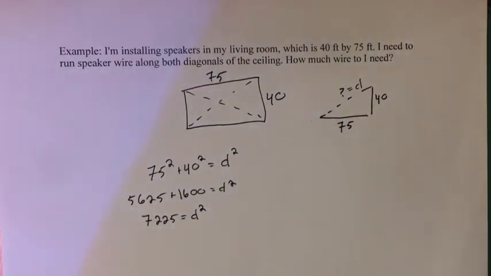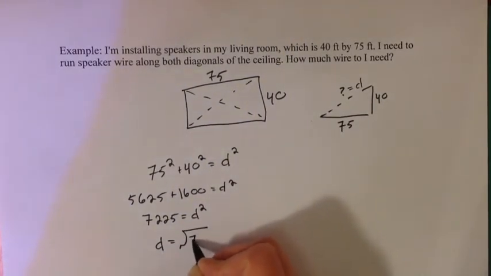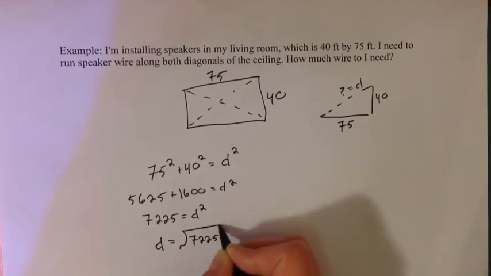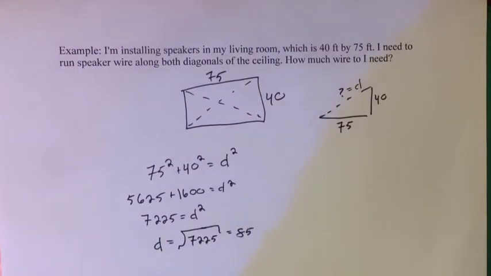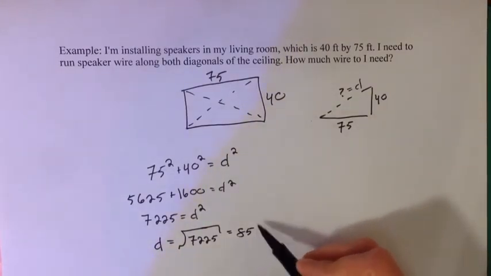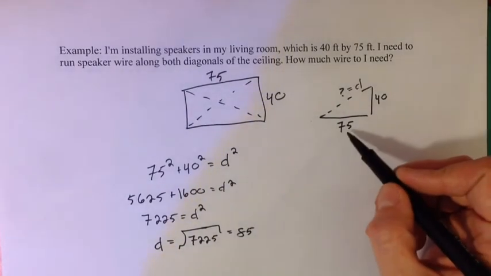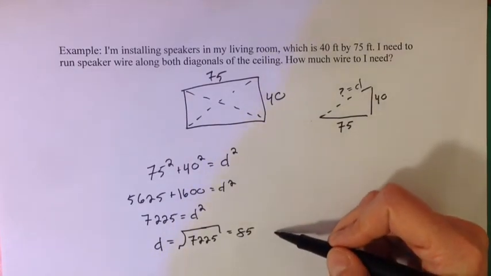Now that might not be something that pops out at you right away, but if you take the square root of both sides and solve this little equation with the square root method, you'll find that D is the square root of 7,225, which is actually just 85. Now I know that the diagonal of a rectangle, or the hypotenuse of a triangle, is always the longest part. So it makes sense that this 85 number comes out as larger than the 75 or the 40. I think this is a reasonable answer for the diagonal.